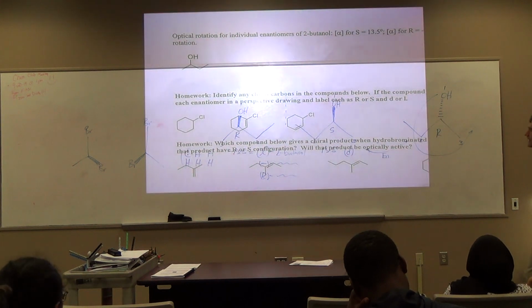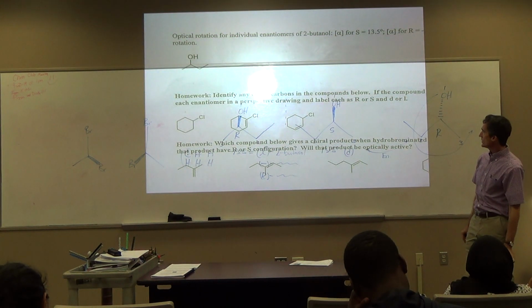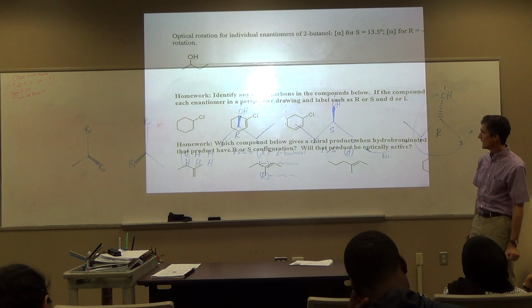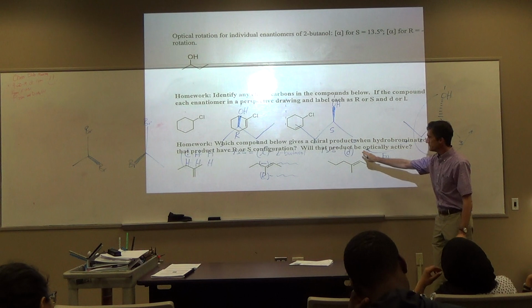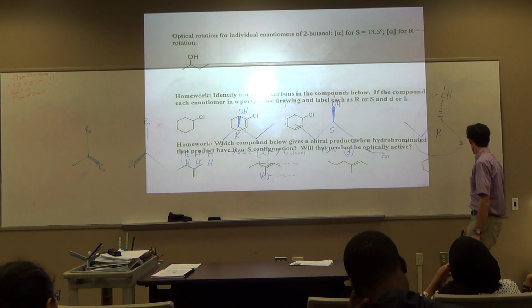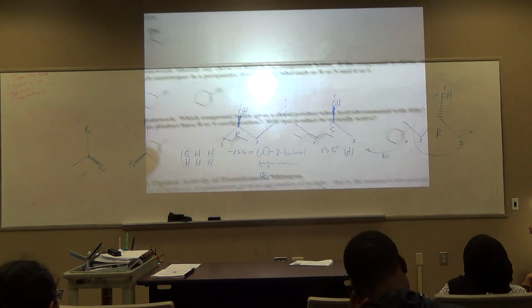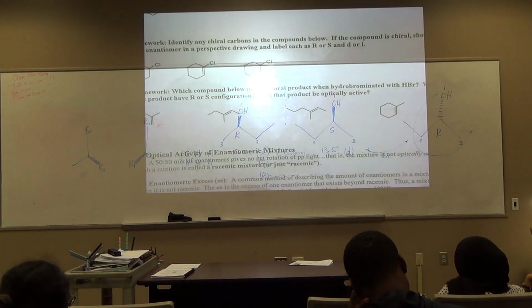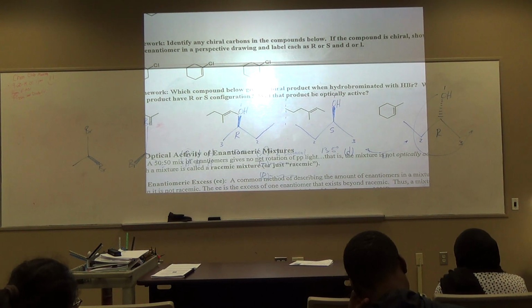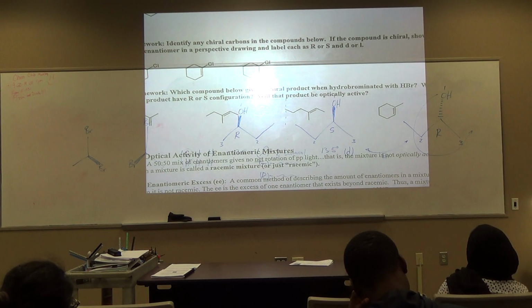Homework. Identify any chiral carbons in the compounds below. You can do that. Reactions. Which compound gives a chiral product when hydrobrominated with HBr? Will the product have RS configuration? Will that product be optically active? Questions to think about.